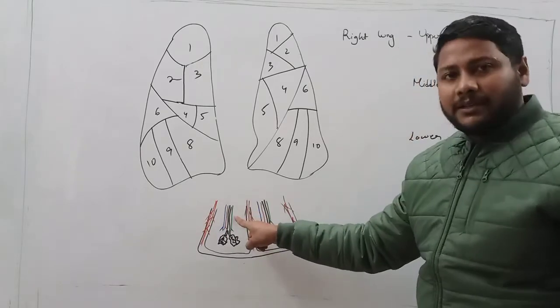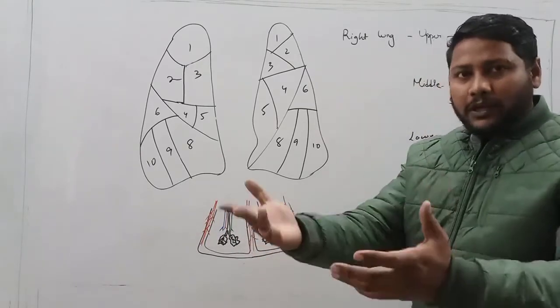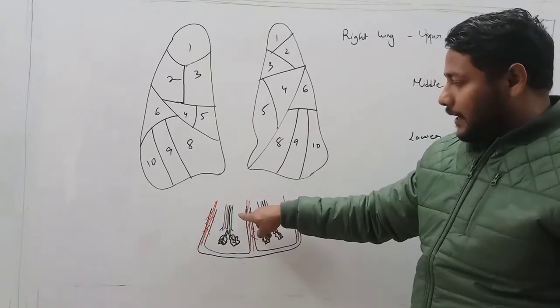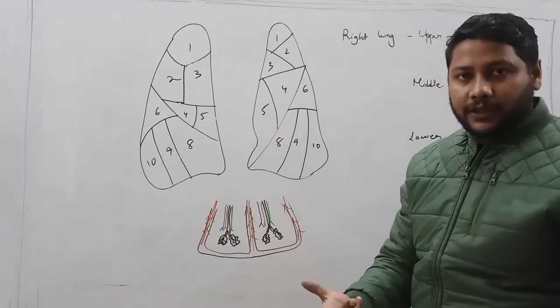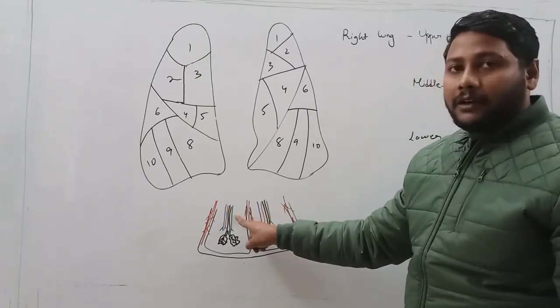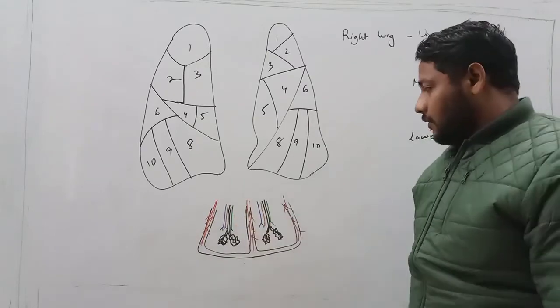This is an intersegmental arteriole. Okay, this is an arteriole. Again, I would like to apologize because here I have to use the green color, as I've already used the red color for the bronchial artery. So this green color is also an arteriole.